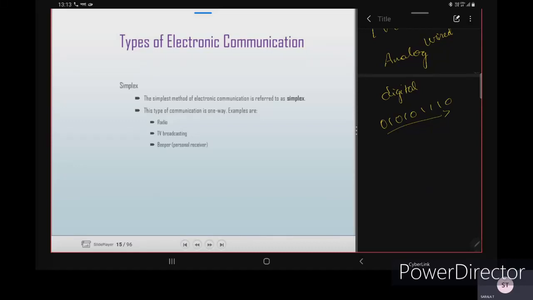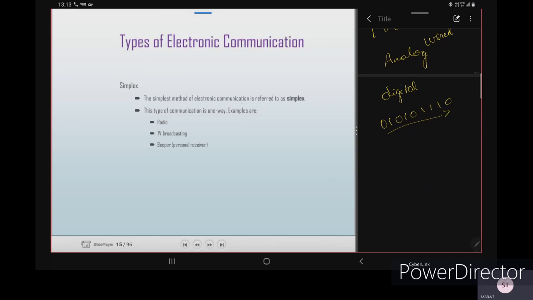Till now we studied the basics of electronic communication. Now we are studying the types of electronic communication. In this, the first one is simplex. In simplex, the simplest method of electronic communication, the communication is one way.